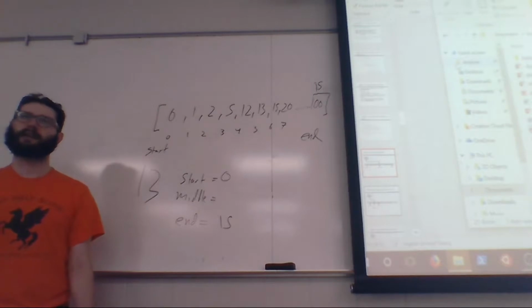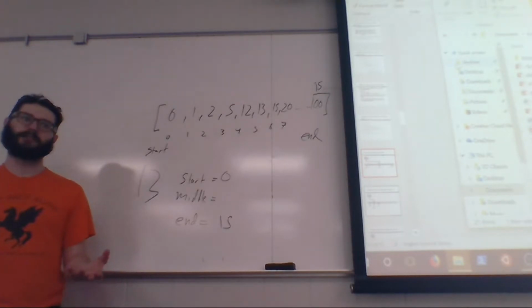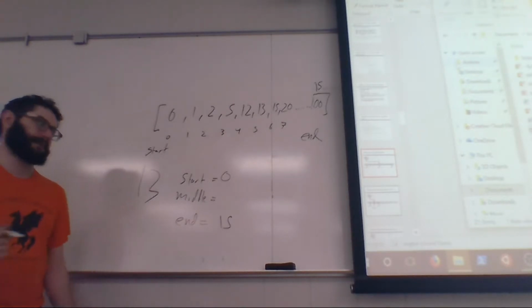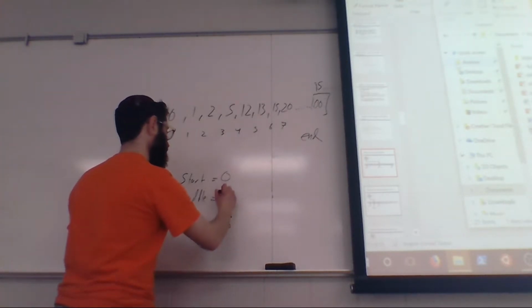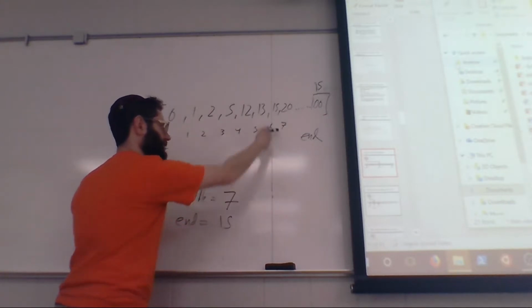7.5. So we've got to come up with a rule. Do we want to round up or round down? We're just going to round down because we're lazy. Java can simply do that with division. When we're dividing integers, Java automatically rounds down. So we'll say the middle index is 7, which is why I stopped at 7.